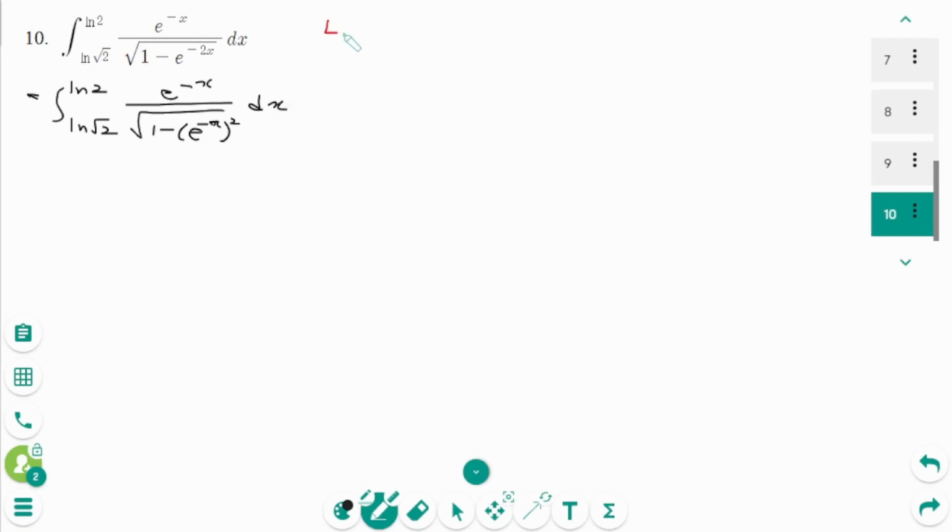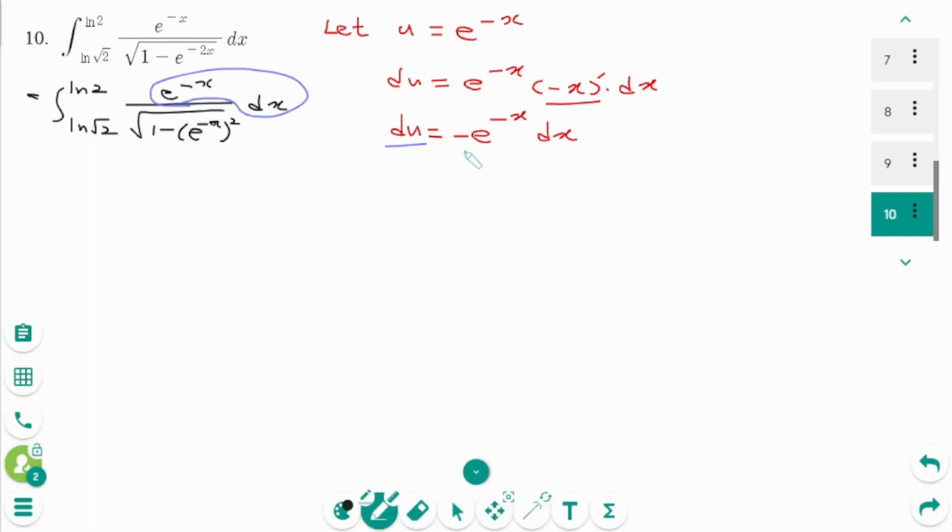Use u substitution. Let u equal e to the power of minus x, then differentiate each side. du equals e to the power of minus x times, use the chain rule, minus x prime times dx. Then du equals e to the power of minus x, this one is minus 1, then dx. There is only e to the power of minus x dx, then divide by minus 1 on each side, minus du equals e to the power of minus x dx.